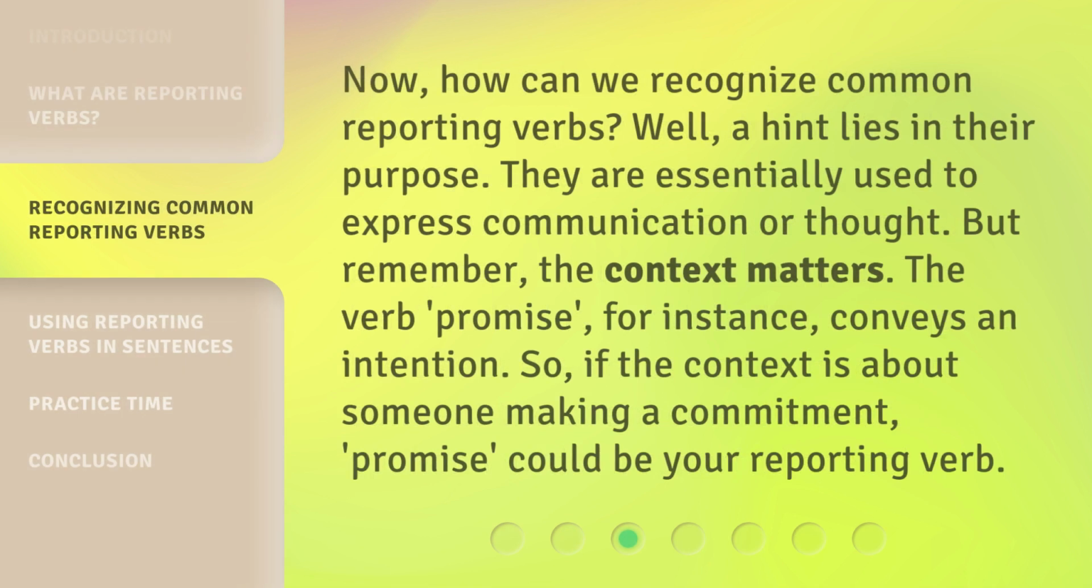Now, how can we recognize common reporting verbs? Well, a hint lies in their purpose. They are essentially used to express communication or thought. But remember, the context matters. The verb promise, for instance, conveys an intention. So, if the context is about someone making a commitment, promise could be your reporting verb.